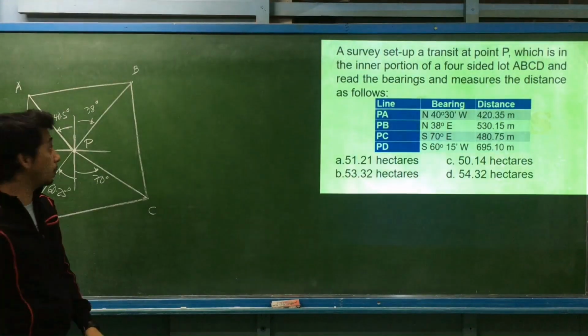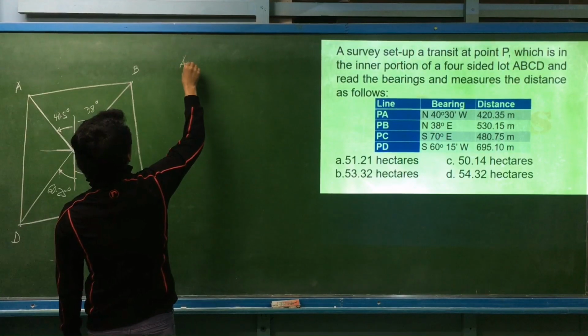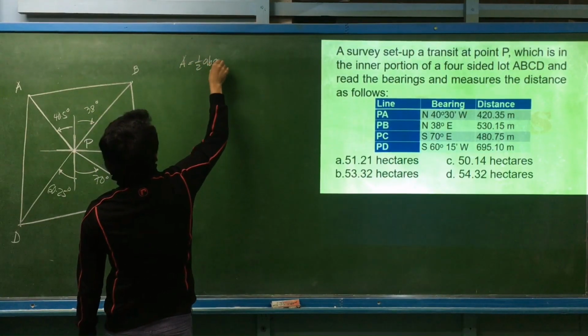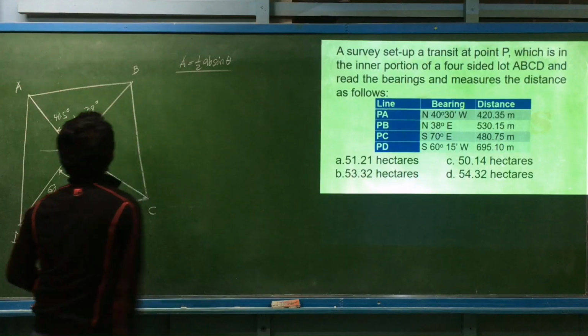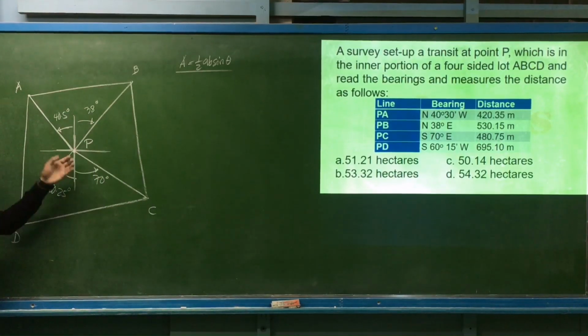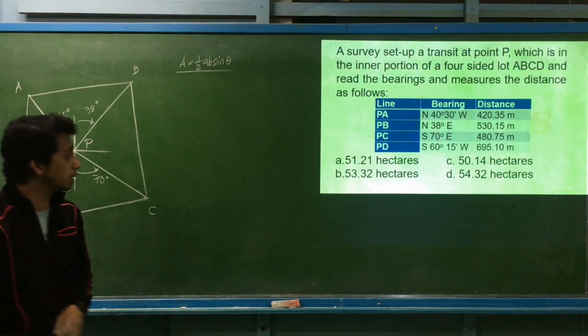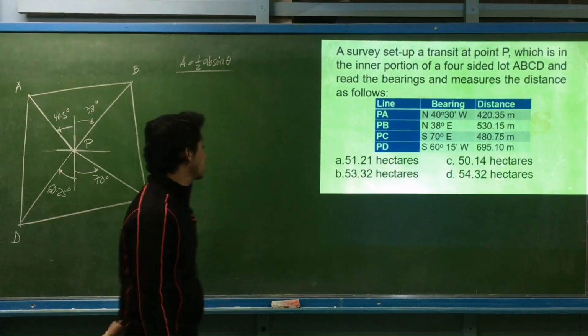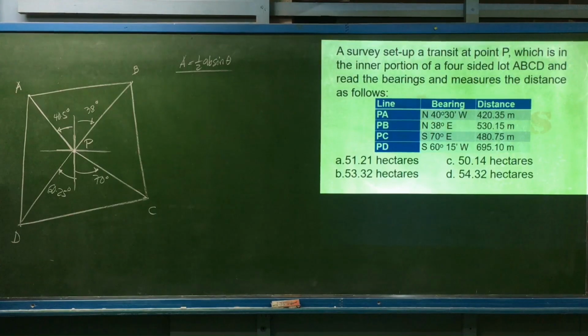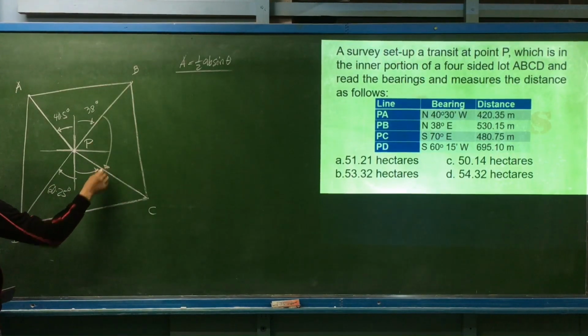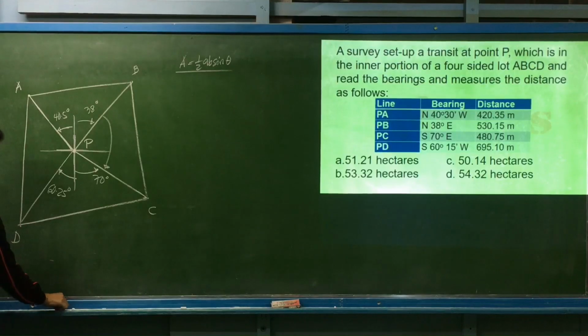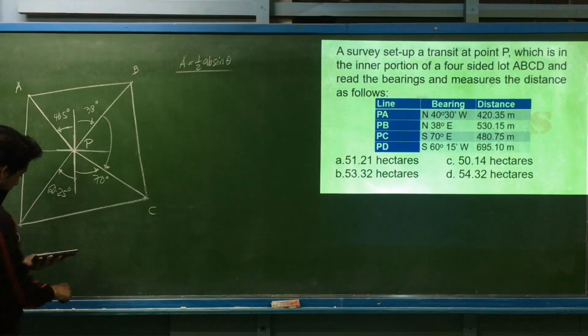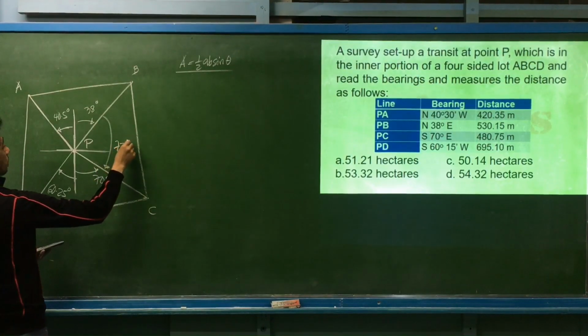So what we need to do here is apply the area formula of a triangle, 1/2 ab sin theta. So I can divide the total area into 4 triangles, then just convert it to hectares. But we need the other angles here. Like this one, we need this angle. It is the same as, we just use the straight line, 180 minus 38 minus 70. So 180 minus 38 minus 70. This angle is 72 degrees.